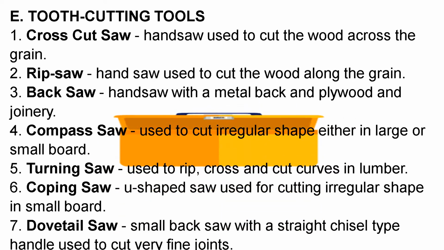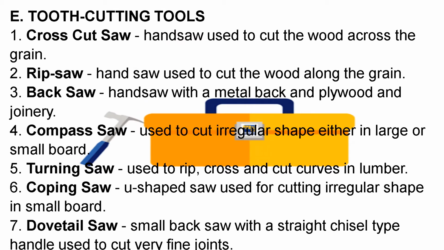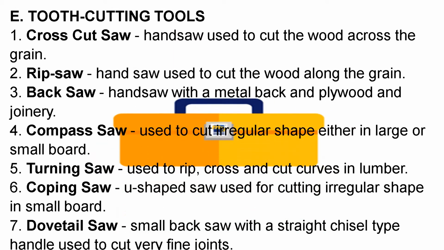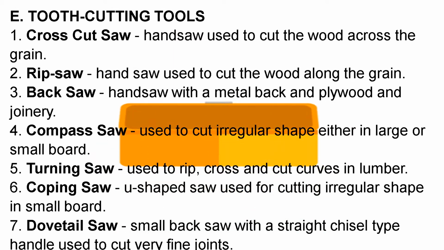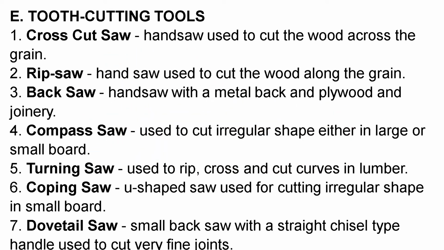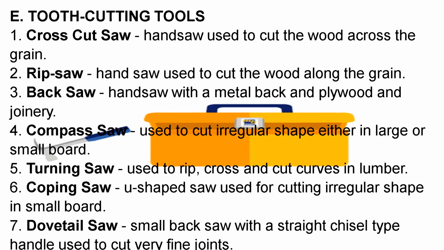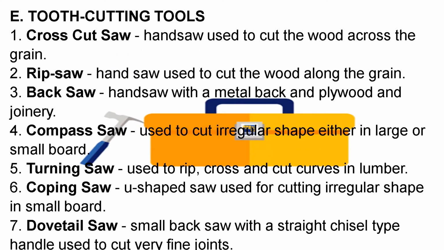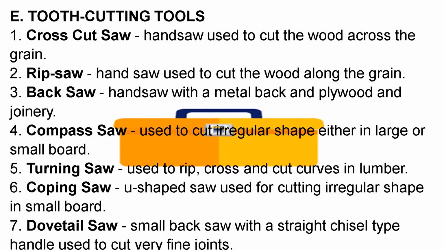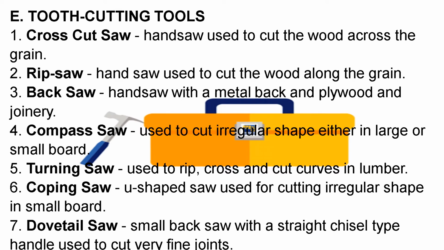Back saw, a metal back and plywood and joinery. Compass saw, used to cut irregular shapes in either large or small boards. Turning saw, used to rip, cross cut, and cut curves in lumber. Coping saw, a U-shaped saw used for cutting irregular shapes in small boards.